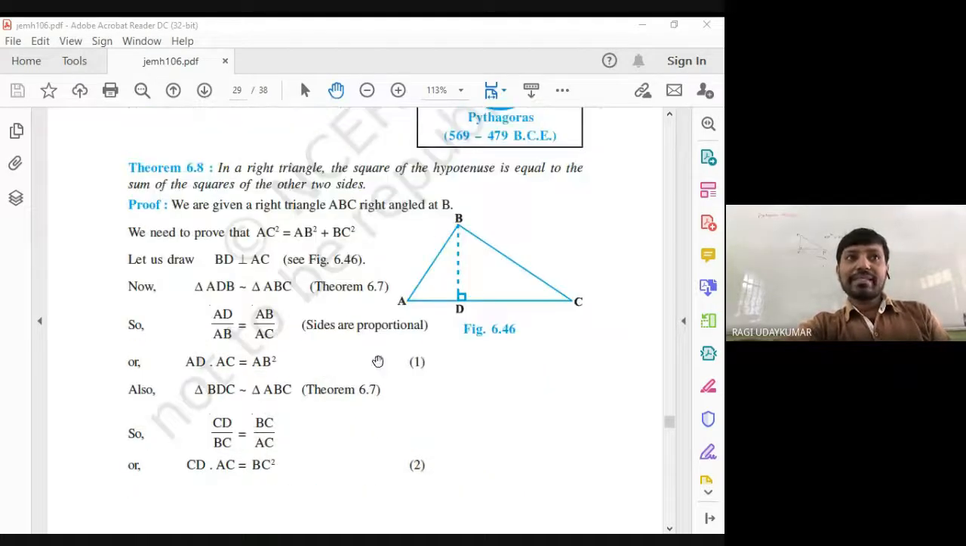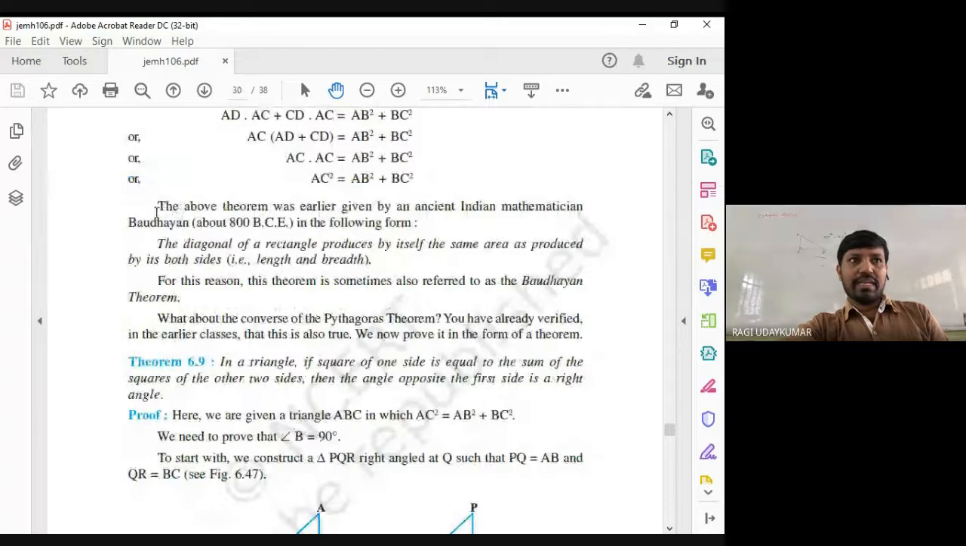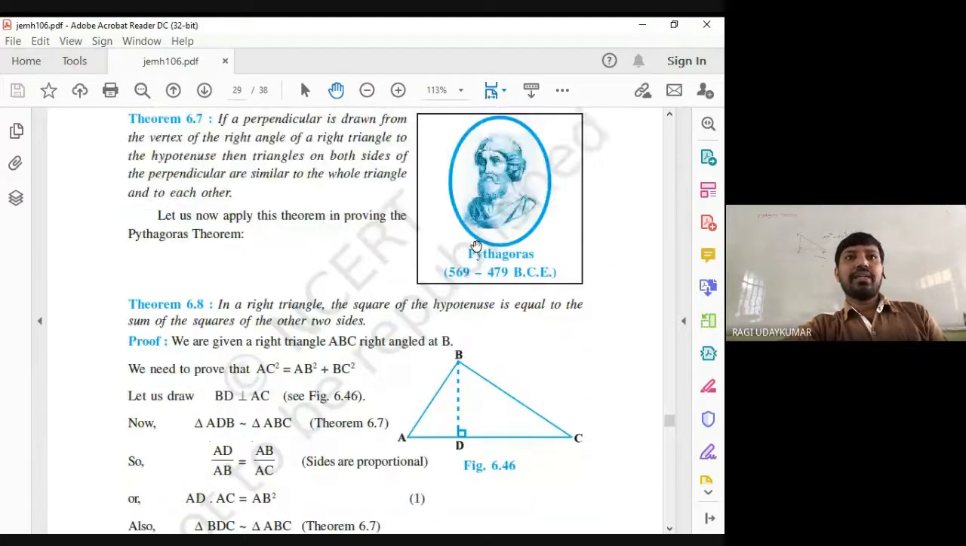So the Pythagoras theorem statement is originally this one, 6.8. Here in this question, the triangle is mentioned as ABC. That's what I said, you name the triangles in different ways. Here angle B is 90 degrees. And coming to the last part, it is given to you: the theorem was earlier given by an ancient Indian mathematician, Bodhaya, about 800 BC, in the following form. Actually, Pythagoras belongs to 569 to 479 BCE.